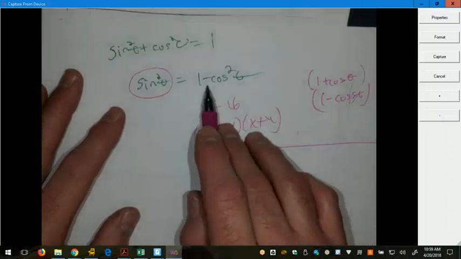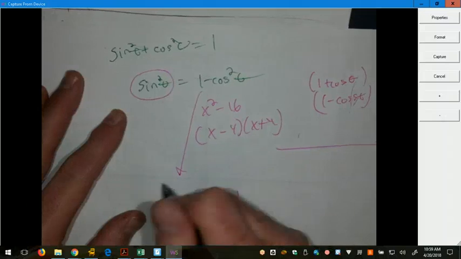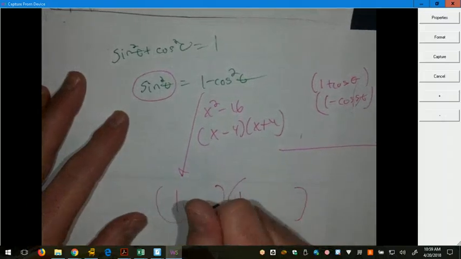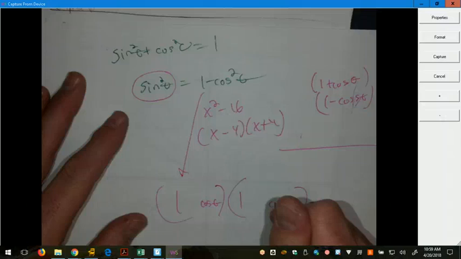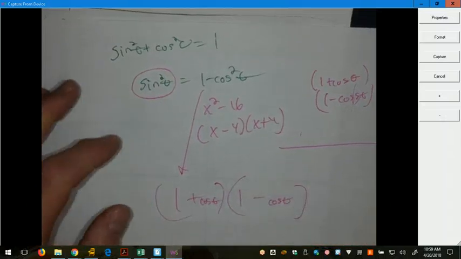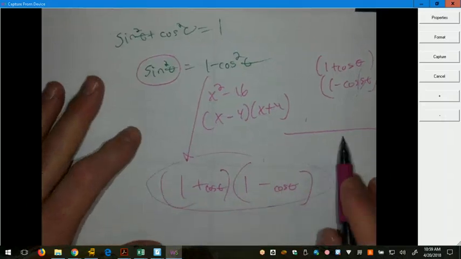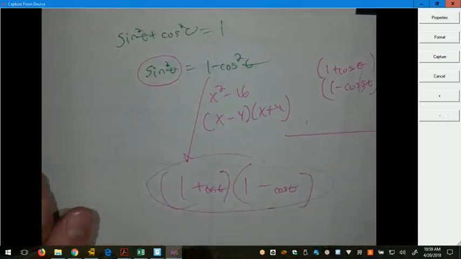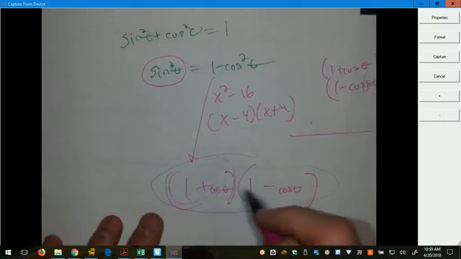And then I can factor this as 1 times 1, cosine times cosine, plus and minus, using the difference of perfect squares. And then if one of those appears in the other part of the fraction, I can start canceling factors because they are the same factor.